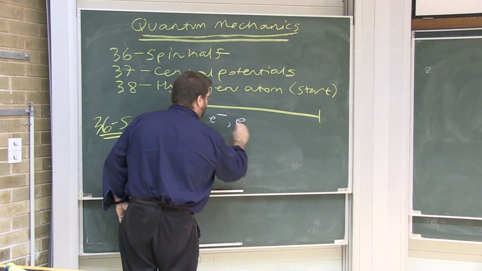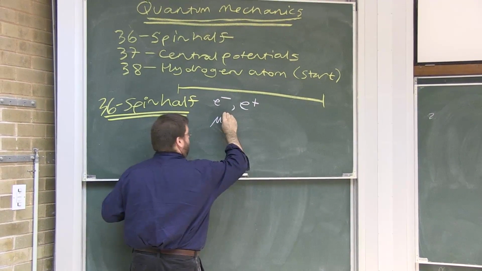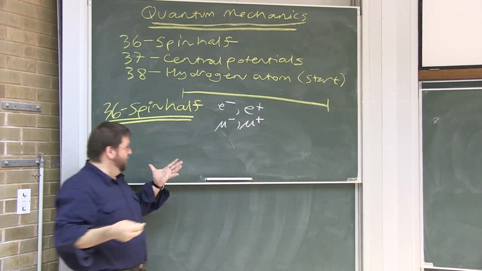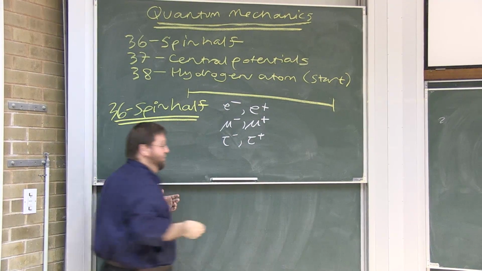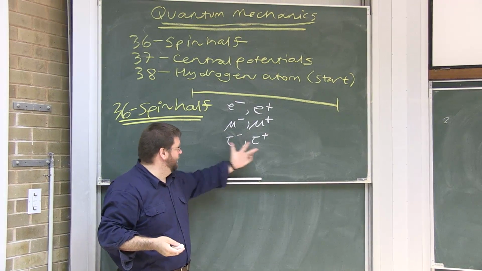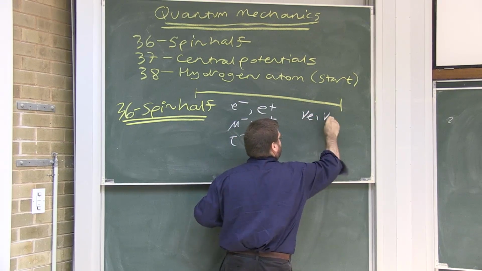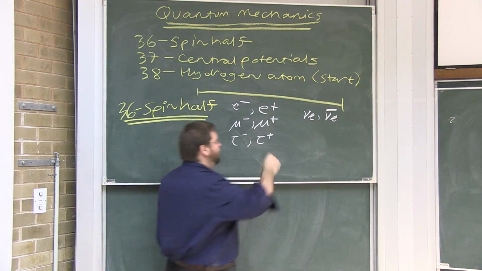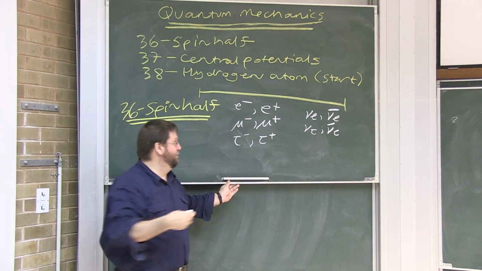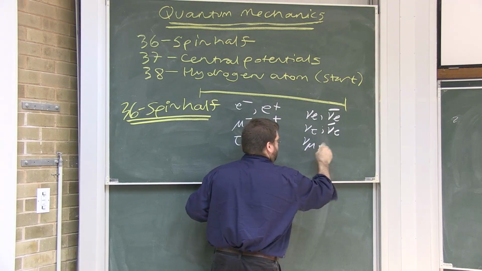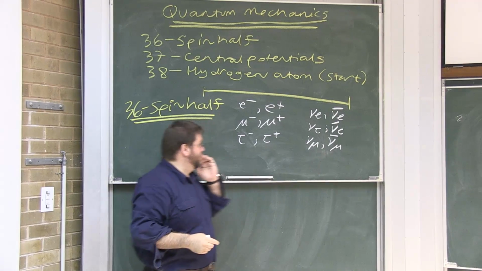Example, electron together with its antiparticle, the positron. We have a muon and an anti-muon. We can view the muon, by the way, as a heavy electron. There's a tauon and the anti-tauon, which we can view as a very, very, very heavy electron and anti-electron. There are the various neutrinos, the electron neutrino, the electron anti-neutrino. These are all spin-half particles. The tauon neutrino, the tau anti-neutrino, the mu anti-neutrino, and the muon neutrino and anti-neutrino respectively.